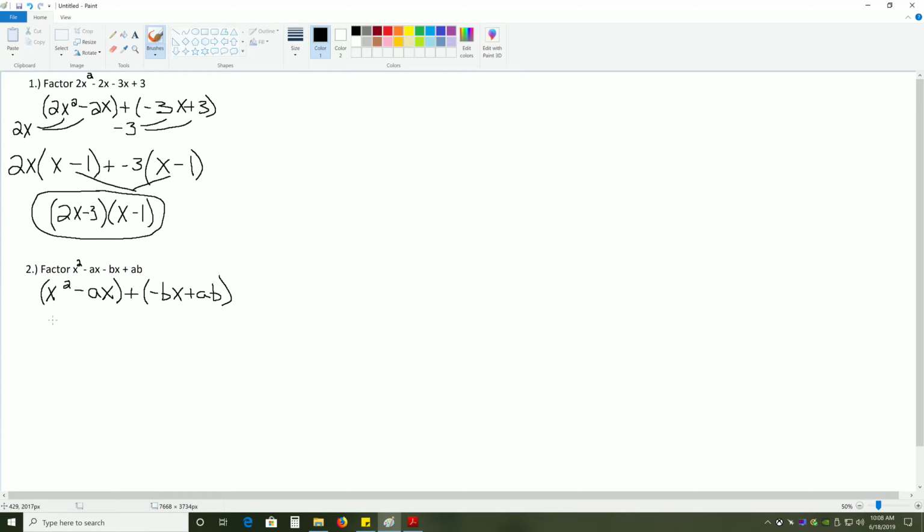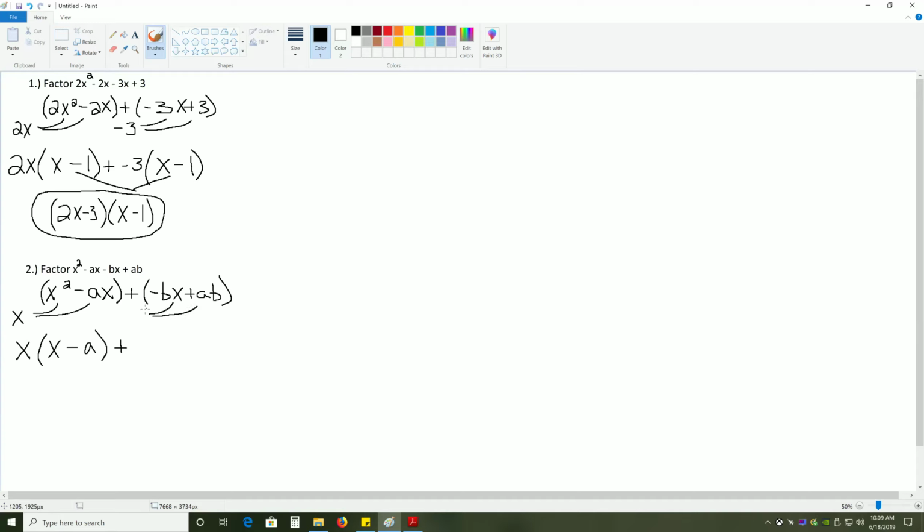Now we want to check what's common between them. So notice that each term has an x that can factor out, so we'll factor that x out, giving us x squared divided by x is just x, and negative ax divided by x is just negative a. Plus, and now we want to factor out what's common between the second two.